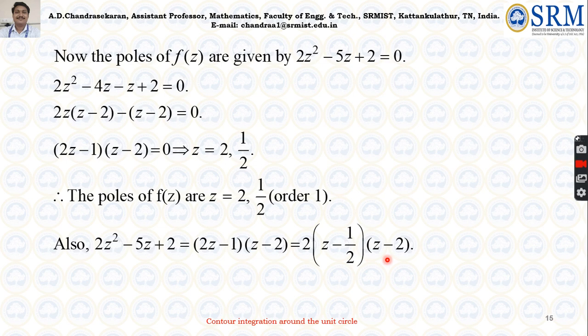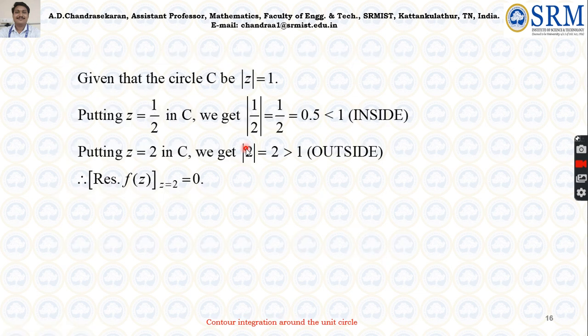So what is my C? The C is mod z equal to 1, that is, the radius is 1, maximum radius is 1. Let us check whether the poles are lying inside or outside. By putting the value z equal to 1 by 2 first in the given circle C, 1 by 2 is 0.5, so it is less than the radius, so it lies inside.